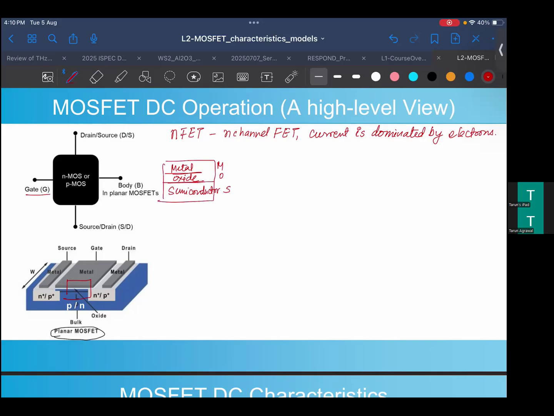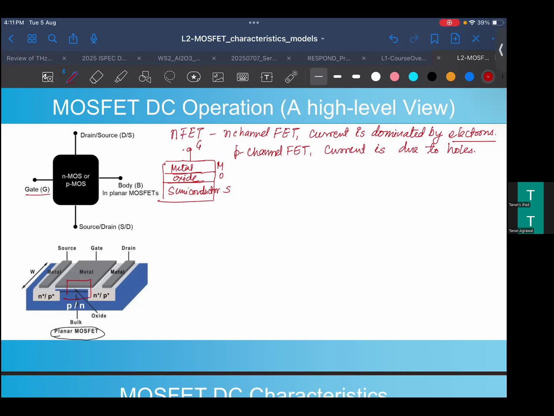Because the semiconductor itself is not conducting, we have to apply a certain voltage. When we apply a certain voltage at this gate terminal, it gives us charge in the semiconductor. This charge could be due to electrons, or for a p channel FET, the current is due to holes.